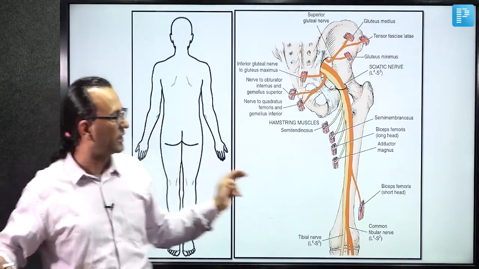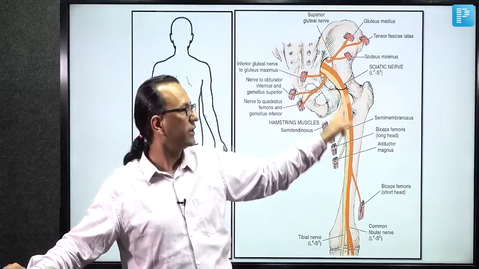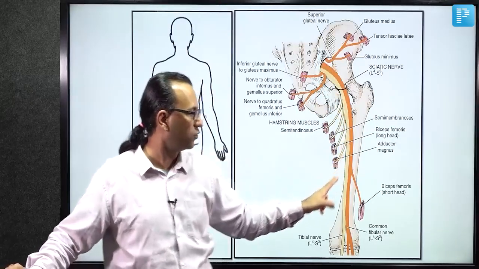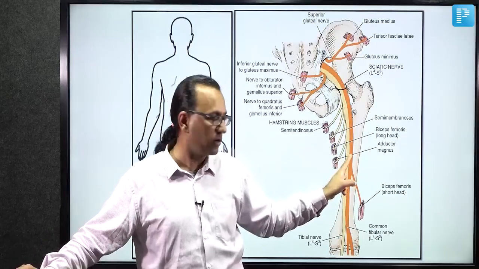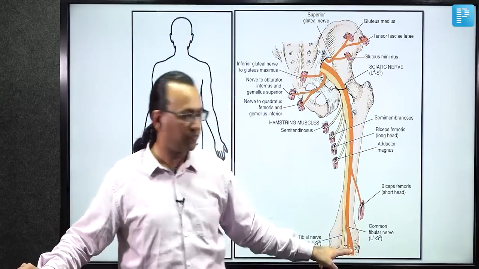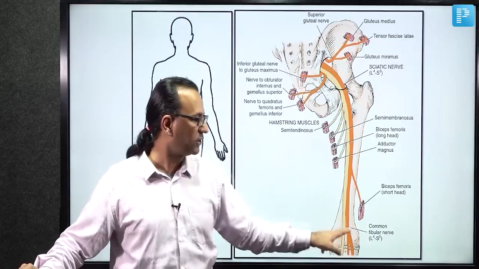Now, when it comes to the sciatic nerve, let us look at the sciatic nerve on the right side, posterior gluteal region. It is coming from the greater sciatic notch below the piriformis muscle. It is two nerves running together: the tibial nerve, going with the tibia bone medially, and the common peroneal nerve, also called common fibular nerve, going with the fibula bone laterally, passing lateral to the neck of the fibula.